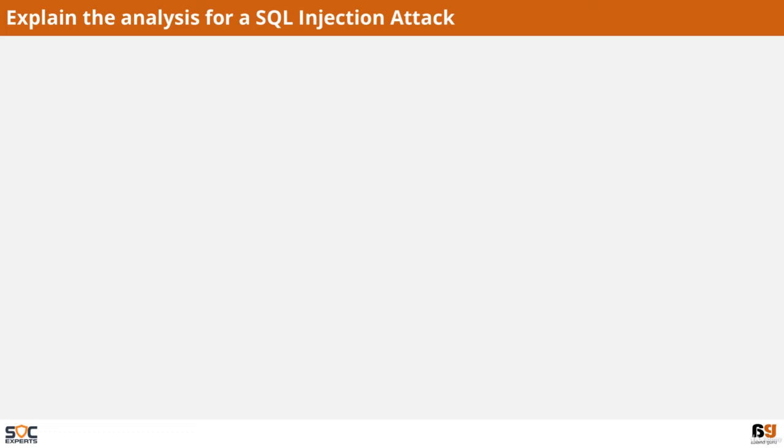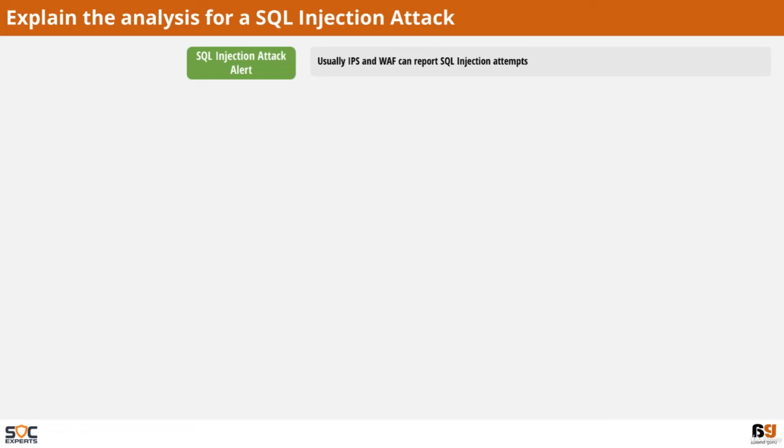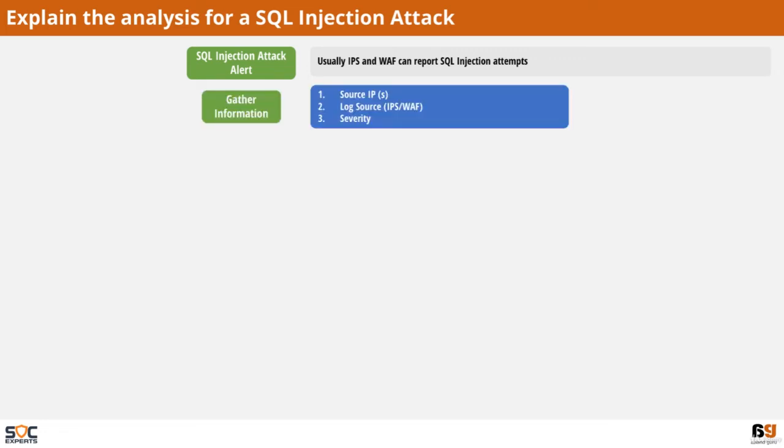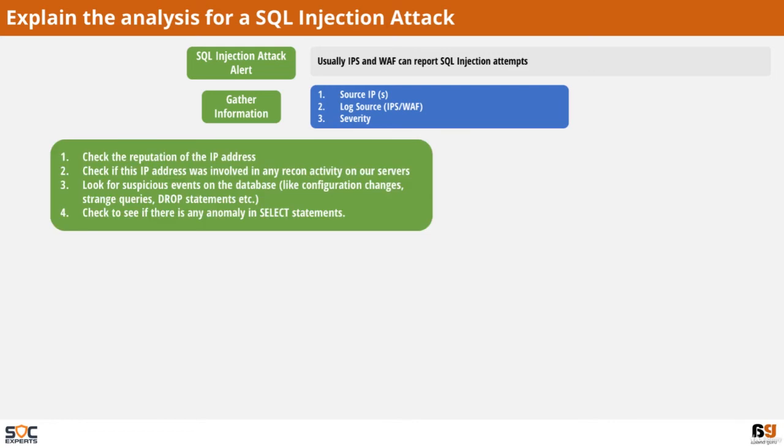Explain the analysis of a SQL injection attack. With SQL injection attacks, typically the alerts come from IPS and WAF, and we gather information like the source IP addresses, log sources and severity. Check the reputation of the IP address. Check if the IP address was involved in any reconnaissance activity on our servers. Look for suspicious events on the database like configuration changes, strange queries, drop statements executed, etc. Also check to see if there is an increase in execution of select statements.